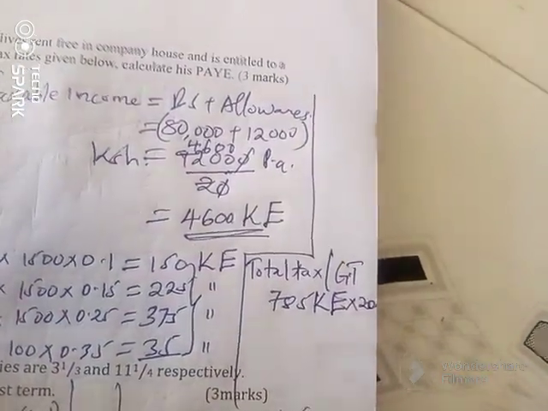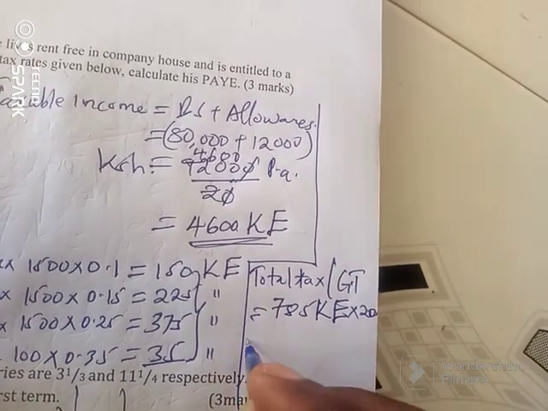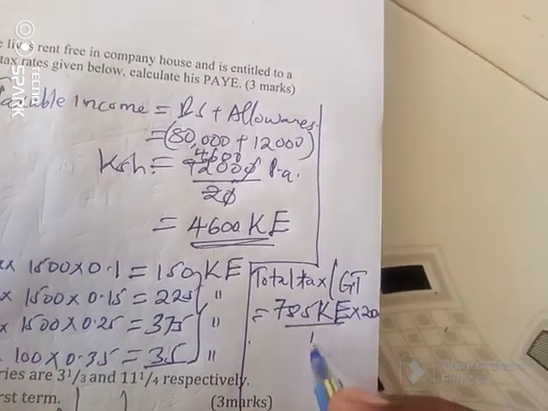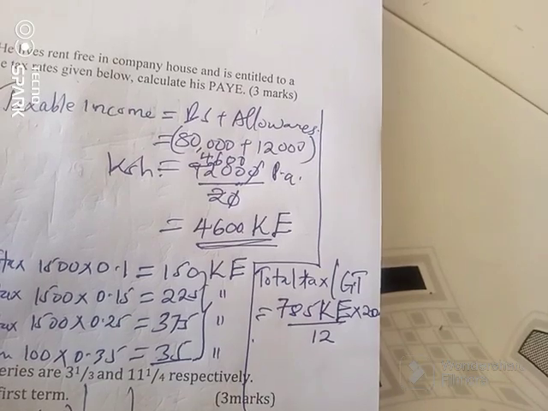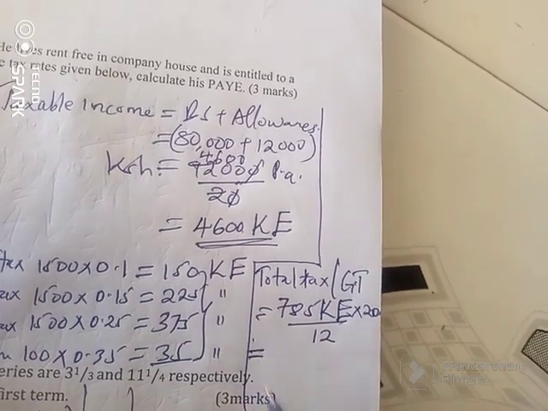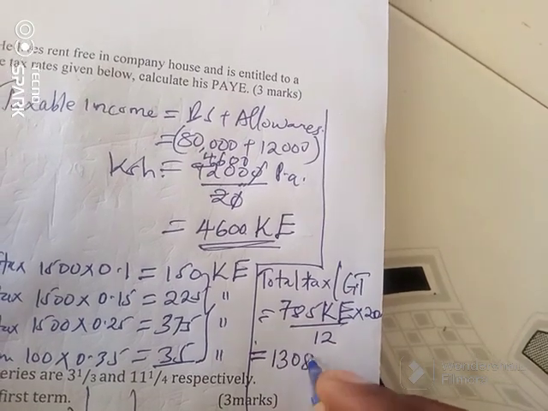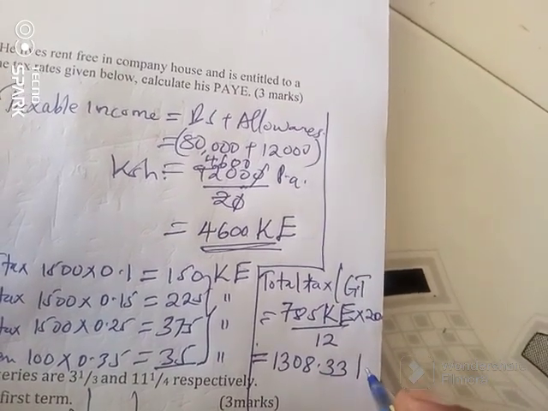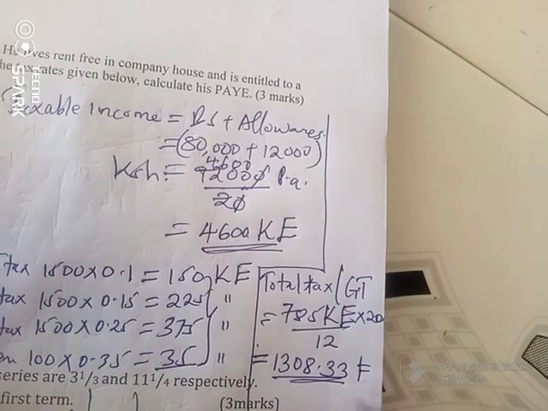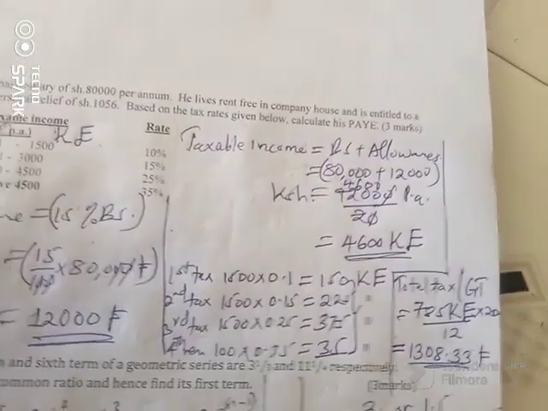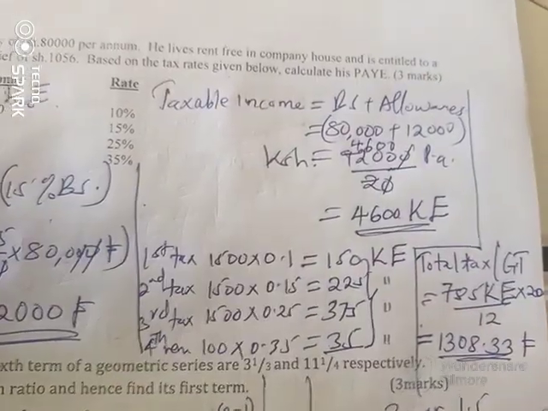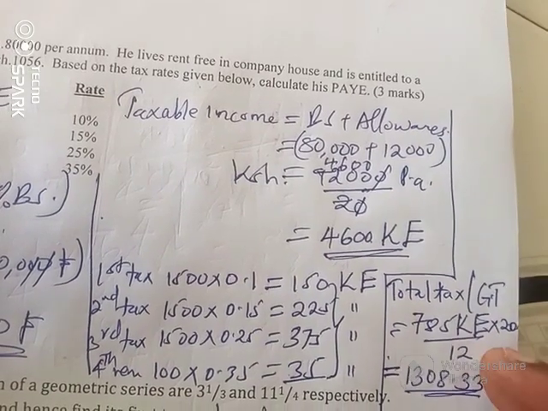By multiplying it by 20, and I divide by 12 to get tax per month, gross tax per month. It shall be 1308.33. These are now Kenya shillings. I've converted it back to one month by dividing by 12.